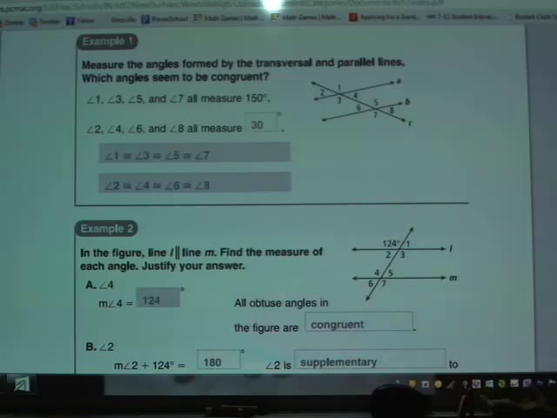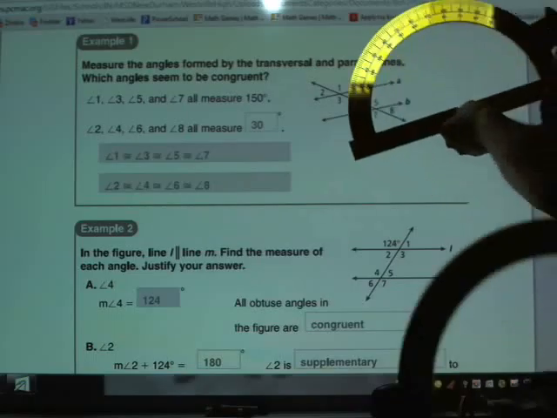Question number 1 says to measure the angles formed by the transversal and the parallel lines, and then they're asking us which angles seem to be congruent. So this would be a time at which it would be prudent to start doing some measuring, since that's what they're asking for here. So I'm going to get out my giant protractor and try to measure some angles. Let's start with the angle marked 1, because that's what they're asking about.